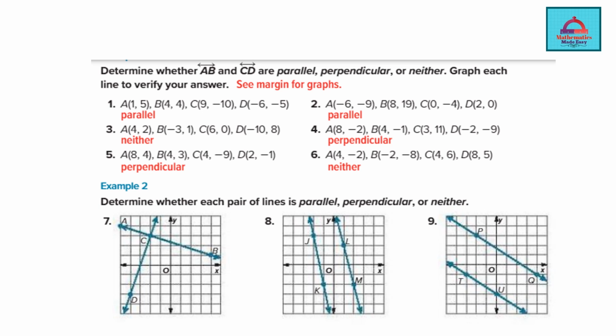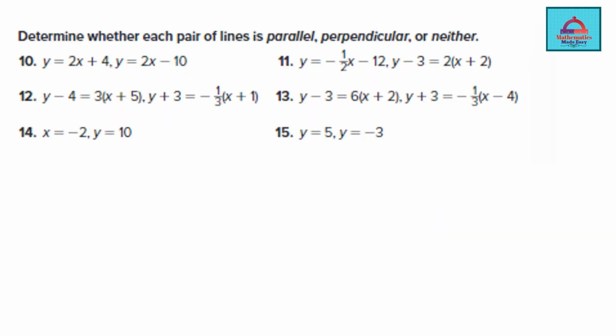Looking at the solutions, we have answer 7 as perpendicular lines, answer 8 as neither of the two, and question 9 as parallel lines. So let's now solve this question on parallel, perpendicular, and neither lines. So here we have in each part of question 10 to 15 given two equations. You have to say for each pair of equations or pair of lines whether they are parallel, perpendicular, or neither.